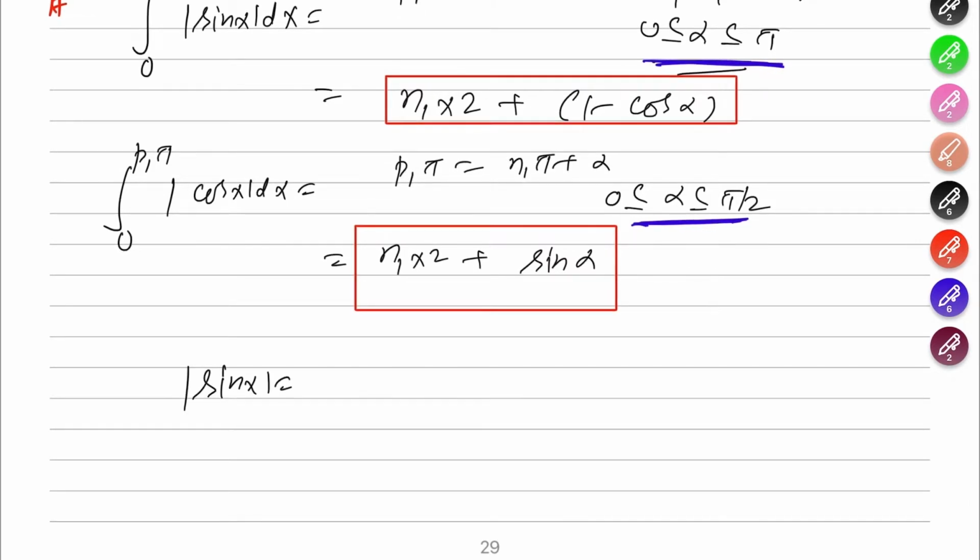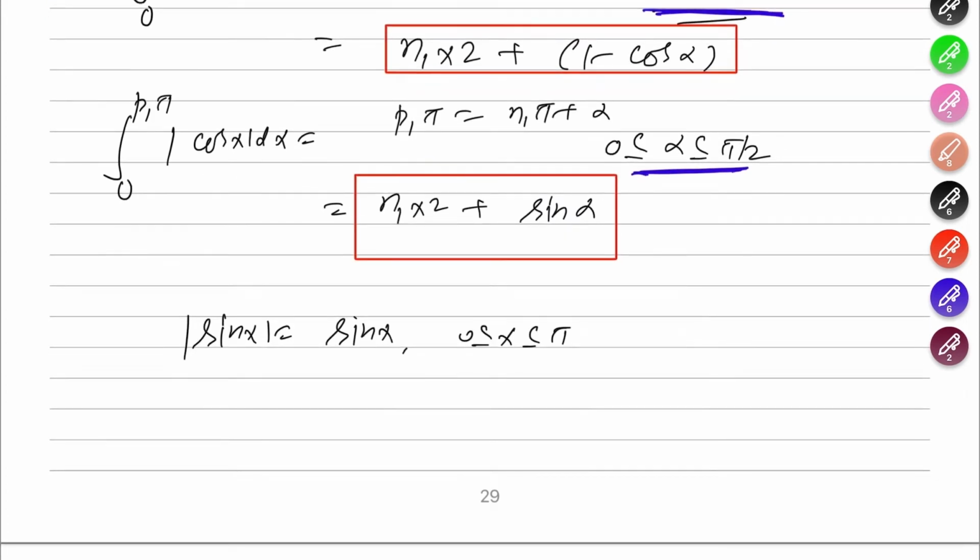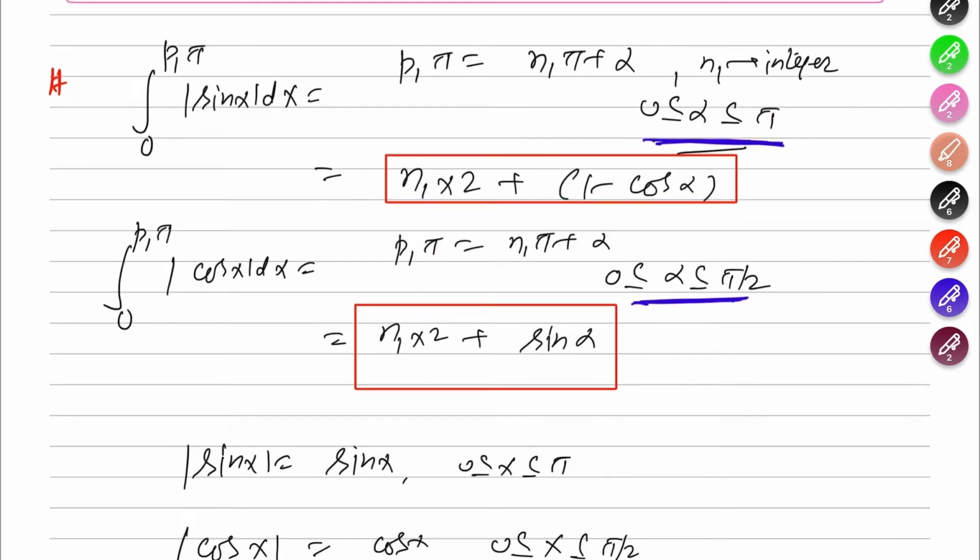Why? Because |sin x| is equal to sin x, positive, for x from 0 to π, that is in the first and second quadrants, whereas |cos x| is equal to cos x, positive, only if x is from 0 to π/2, that is in the first quadrant. That's why, as we'll see in the proof at the end. We should be sure that if we are integrating |cos x|, then α should be 0 to π/2, and if we are integrating sine, then α should be 0 to π. For sine we have 1 − cos α, and for cos we have sin α.